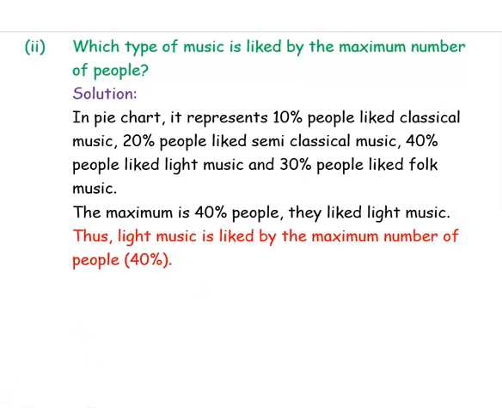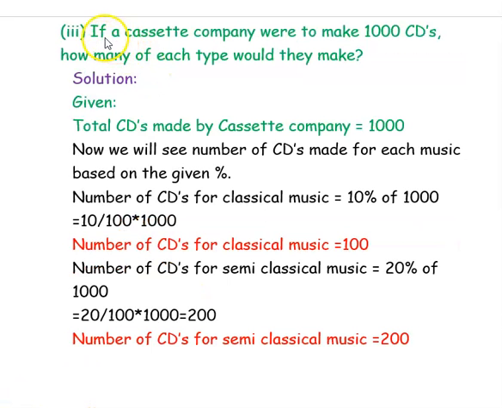The third part of the question is, if a cassette company were to make 1000 CDs, how many of each type would they make? It's given that the total CDs made by the cassette company is 1000. We want to find how many CDs are made in each type of music. So first we'll see the number of CDs made for each music based on the given percentage.